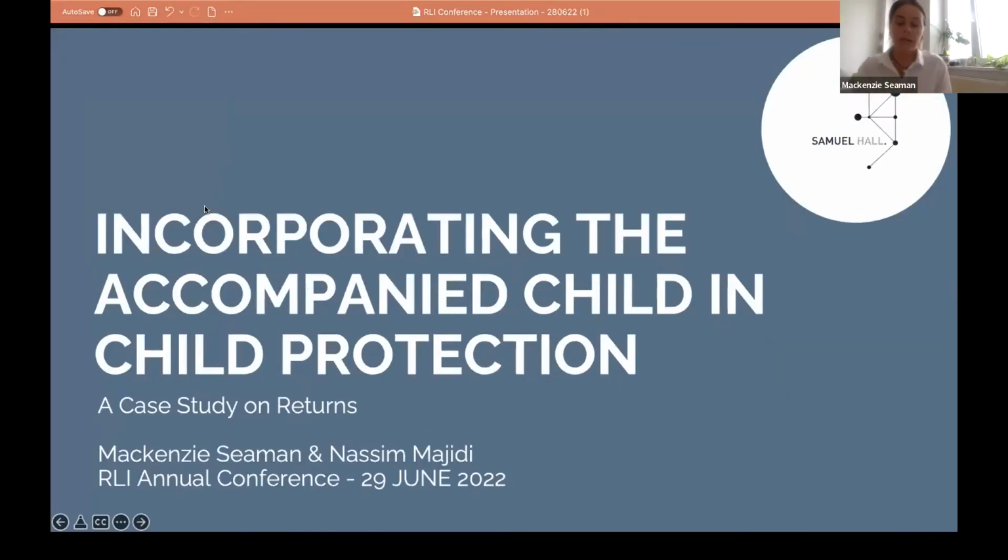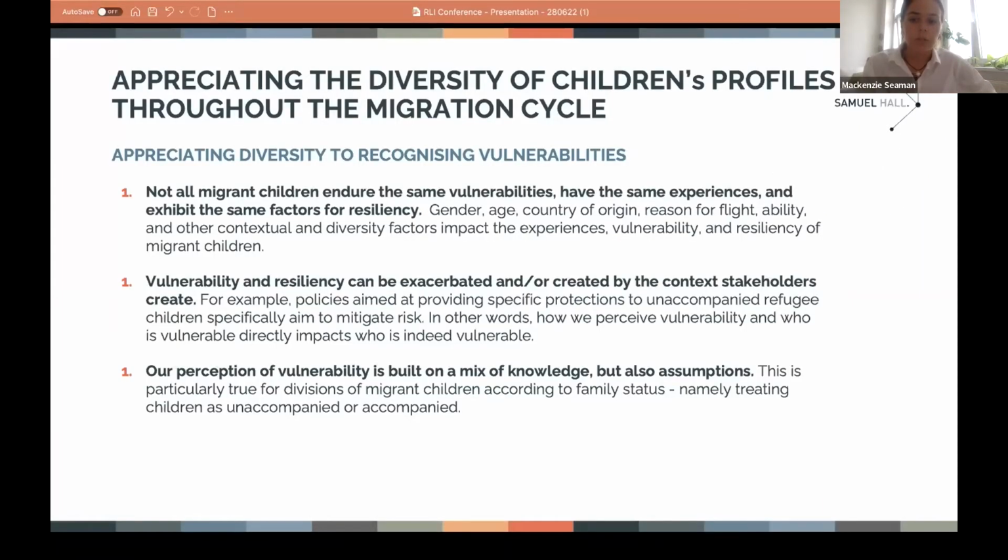Great, so today we are going to discuss accompanied children in child protection and refugee protection work, as well as migration protection work. In recent years, there has been growing effort to emphasize the diversity of migrant children, similar to the appreciation of diversity among adult migrants. This flows from the recognition that not all migrant children endure the same vulnerabilities, have the same experiences, and exhibit the same factors for resiliency.